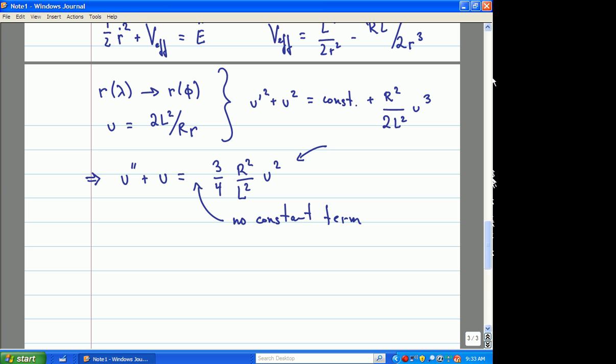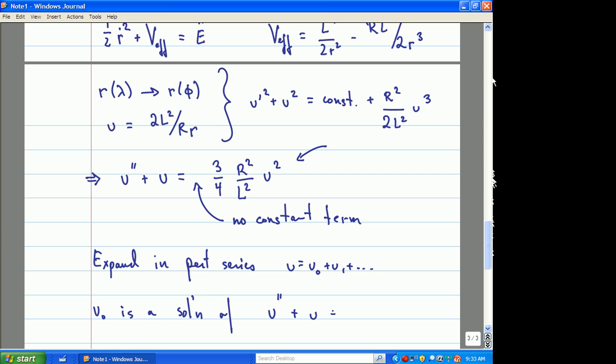Okay, if there are no questions, then it's perfectly straightforward to go ahead and study the physics of the solutions to this equation. So what we will do is we will expand in a perturbation series so that u is u0 plus u1 plus higher order terms, where u0 is a solution of the equation of motion where we just neglect the general relativity correction. So it's a solution of u double prime plus u equals 0.